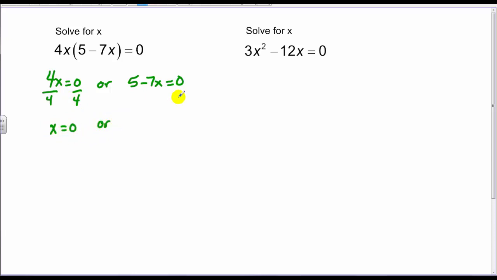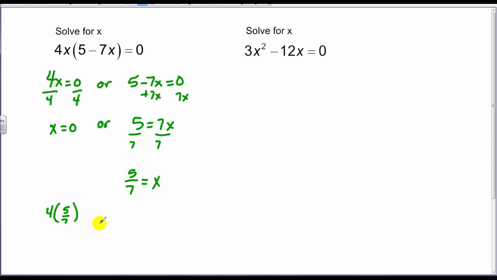Or I can add 7x to both sides, get 5 equals 7x, divide by 7, and get 5/7 is equal to x. Clearly easy to see that when I plug 0 back in, I get 4 times 0, which is 0 times anything is 0. Not a problem. This next one might be a little bit more difficult, so we'll work that out.